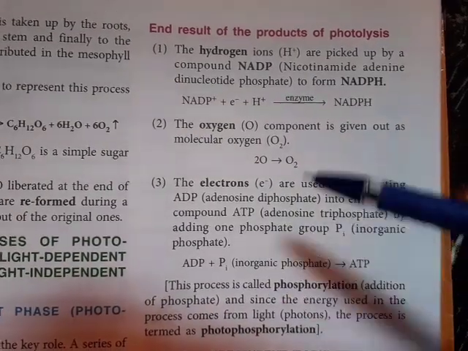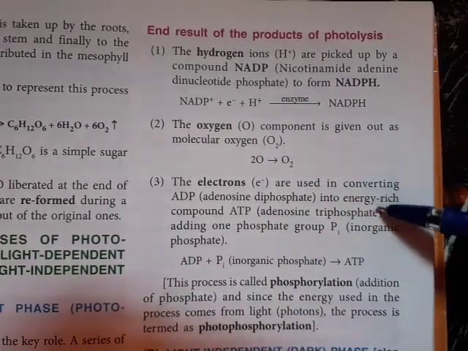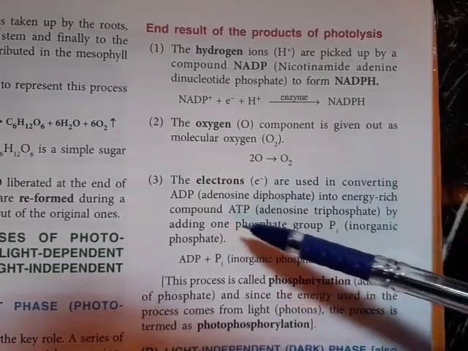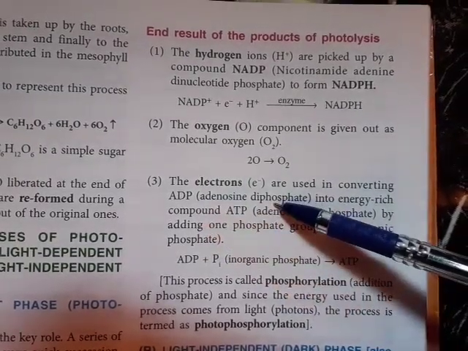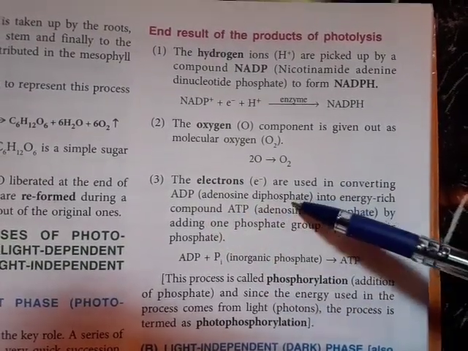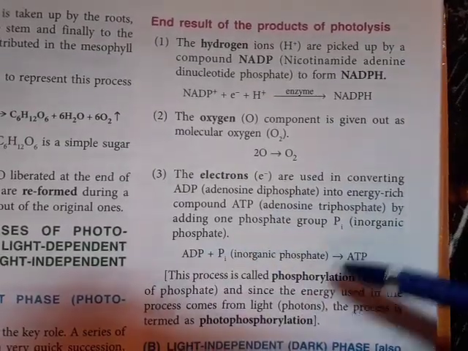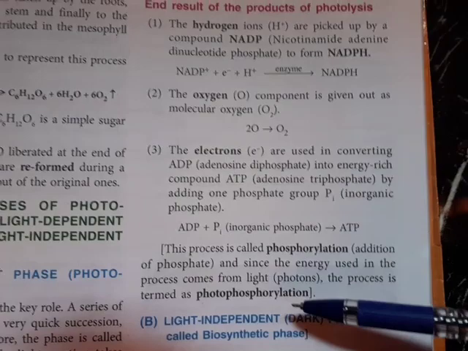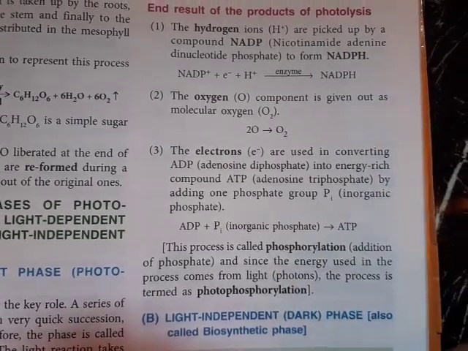Then the electrons convert adenosine diphosphate into adenosine triphosphate by adding a phosphate, which is called phosphorylation. And since the light energy is the source, we call it photophosphorylation. So I hope all these aspects are clear with you.